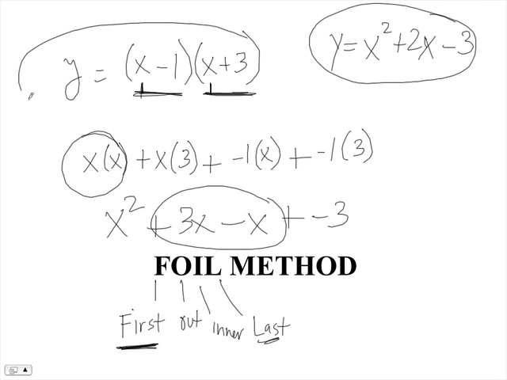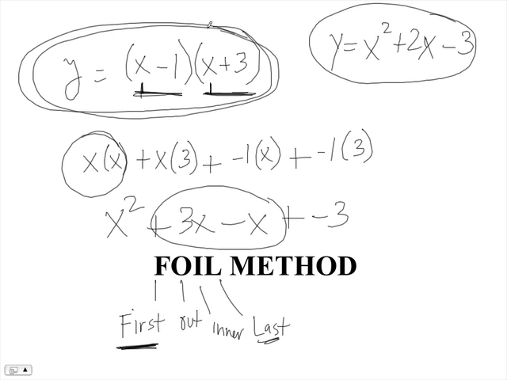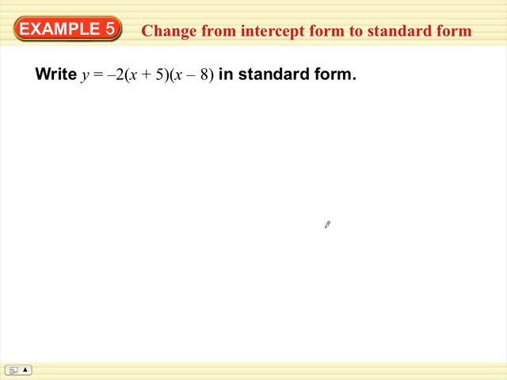What was this right here? True, we foiled. What was this right here? Intercept form. And this is standard form. That's what we just did. That's what I want you to be able to know how to do: go from intercept form to standard form. Okay? Use the FOIL method. Here we go. Change from intercept to standard.